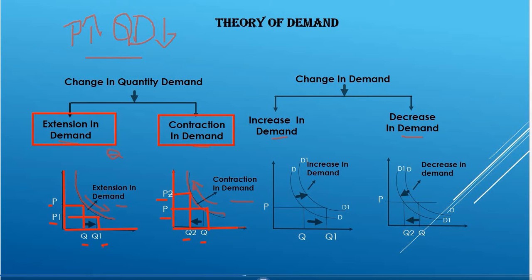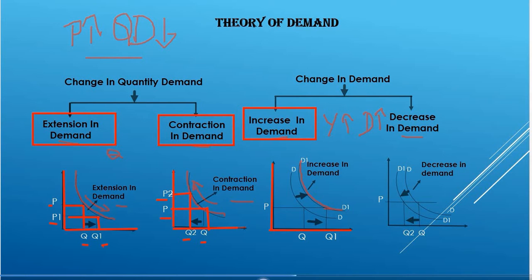Now let's discuss what is increase in demand. Increase in demand means a change in demand where the quantity demanded of that commodity has changed not due to price but due to other factors. Let's say a change in income level. As we know, income will affect the quantity demanded. As income level rises, demand rises. As income level falls, demand goes down.